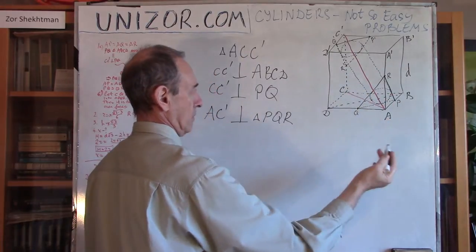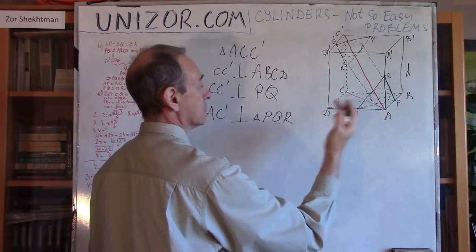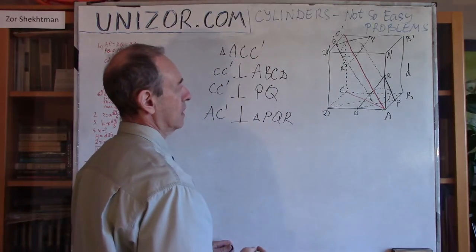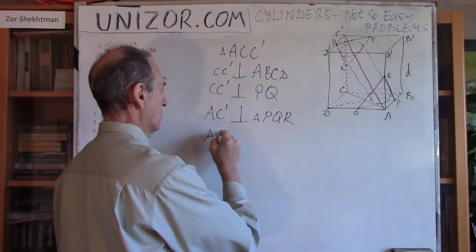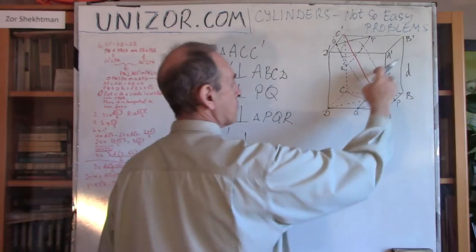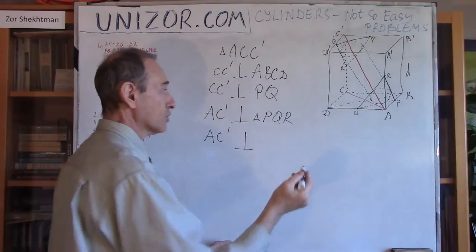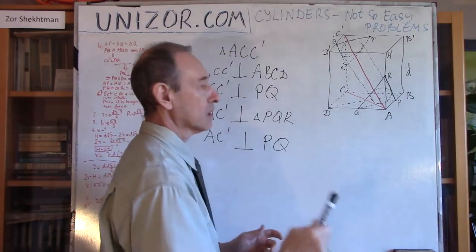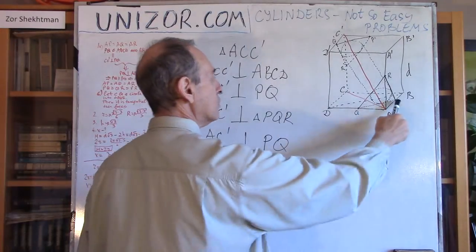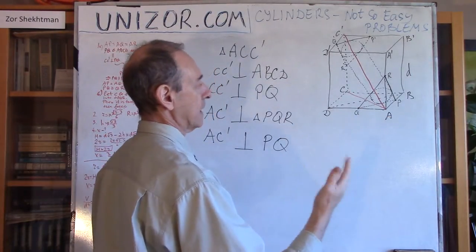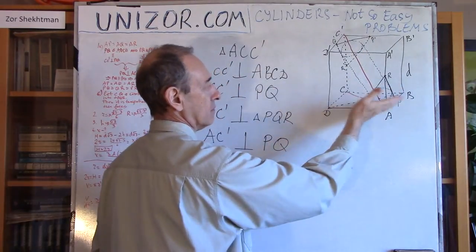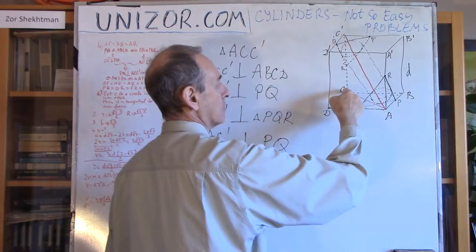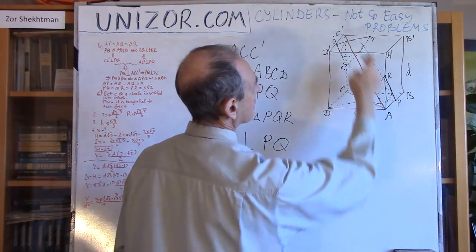So PQR, as the triangle within the plane which contains the circle base, is supposed to be perpendicular to AC prime. And therefore, again, AC prime is perpendicular to any line on this plane PQR, on the triangle PQR, including the line PQ. So again, if the line is perpendicular to a plane, it's perpendicular to any line on that plane. So line PQ actually has two properties. It belongs to two planes, ABCD and PQR. It's an intersection between these two planes. So as part of the ABCD it is perpendicular to CC prime. As part of the PQR it is perpendicular to AC prime.